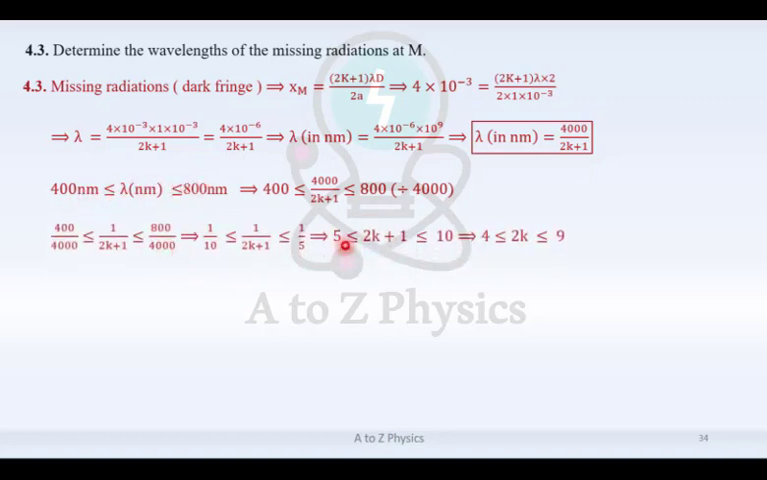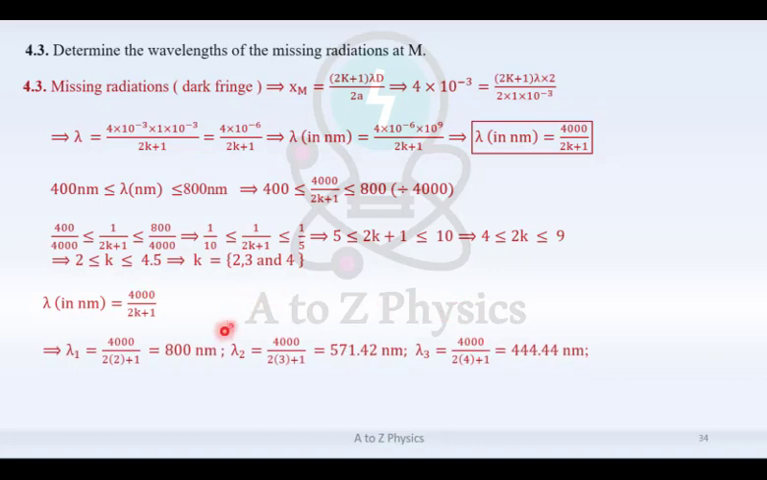After a simple calculation, we will have k between 2 and 4.5, so k equal 2, 3, and 4. Of course, we take the value 2 since k here is greater than or equal to 2. Okay? Substituting k in the expression of lambda, we will have lambda 1 equal 800 nanometer, lambda 2 equal 571.42 nanometer, and lambda 3 equal 444.44 nanometer.